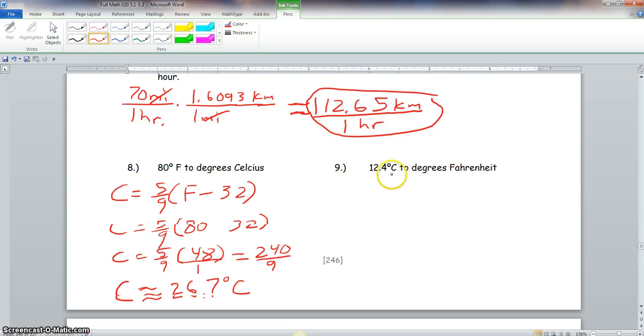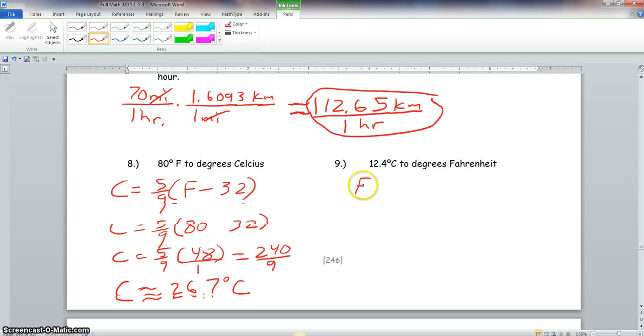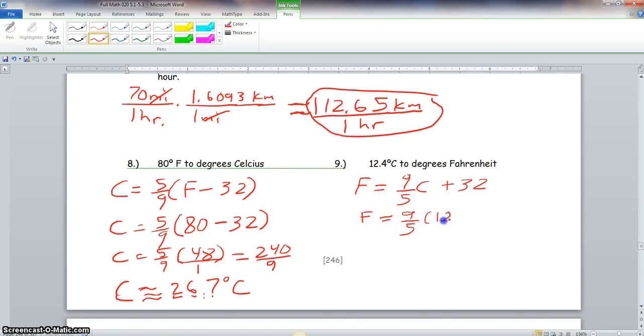Number 9, we want to change 12.4 degrees Celsius to degrees Fahrenheit. So we use the Fahrenheit formula. So we have F is equal to 9/5 times your Celsius plus 32. So we have Fahrenheit is equal to 9/5. Our Celsius is 12.4 plus 32. Now we could put this 12.4 over 1.